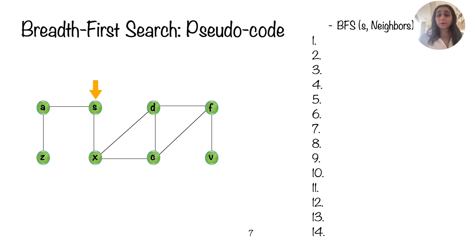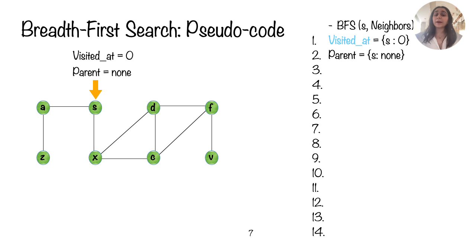What does it do? Now let's just recollect how we did it for the maze. So we're standing at the starting position. We already visited this position at time 0, so we're going to say visited at S is 0. And the parent of this node is nothing. I just started at this node, there is no parent. That's the starting position. So we're going to initialize both: visited at of S to 0, parent of S to none. And these are dictionaries.